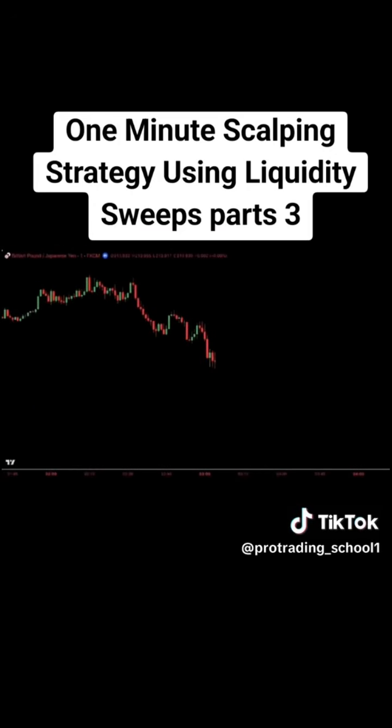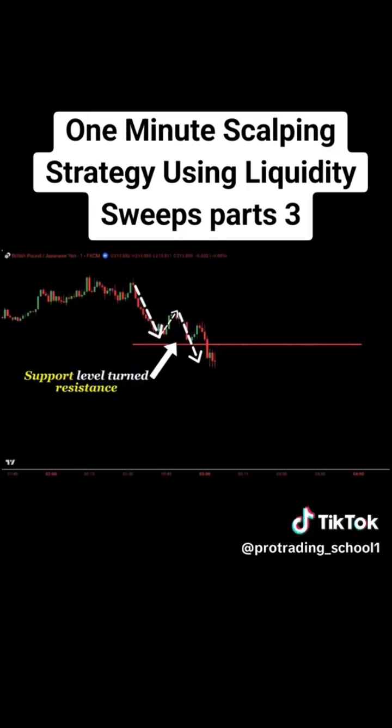Look at this chart example. This is the British pound versus Japanese yen on the 1-minute time frame. As you can see, the market made an impulsive move, followed by a retracement, and then another impulsive move lower. This support level was broken during the downtrend and turned into resistance after the breakout. Now look at what happened next.